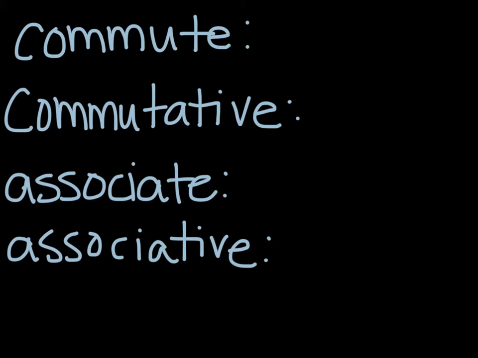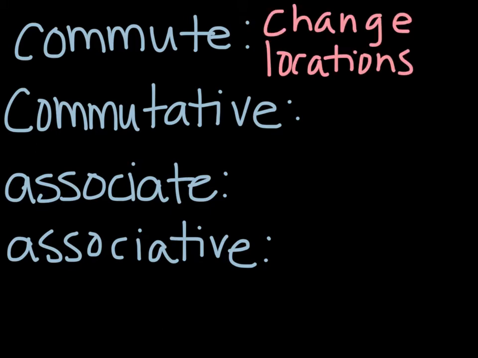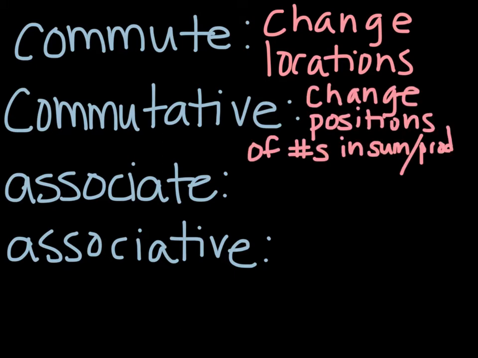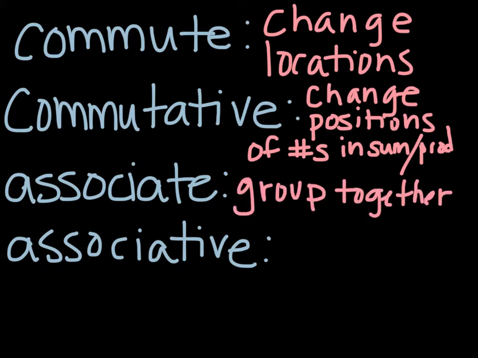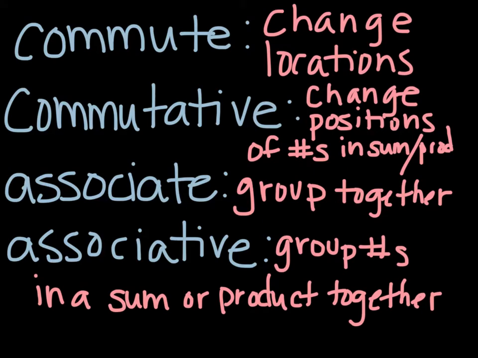In English, the term commute means to change locations. The related math term, commutative, has a similar meaning. In mathematics, it means that it lets us change the positions of numbers in a sum or a product. Next, let's look at associate and associative. In English, the word associate means to group together. The related mathematics term, associative, means that we can group numbers in a sum or a product together. Both addition and multiplication have commutative properties and associative properties.